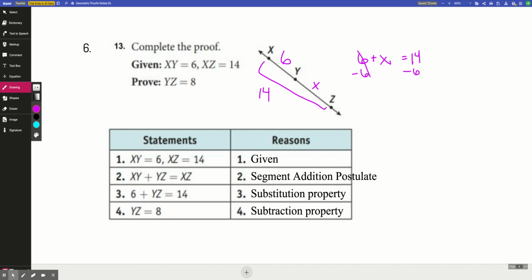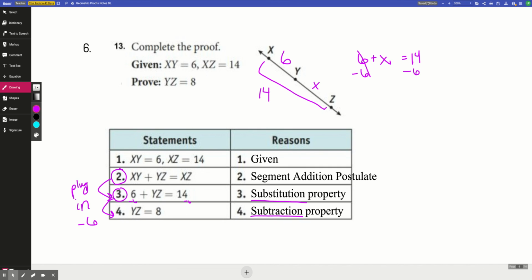Then they said, I know that XY equals 6 and XZ equals 14, so I'm going to plug the numbers in, right? So going from here to here, I did a plug-in, and plugging in is always the substitution property, right? And now my very last step here is I did -6 on both sides. So I took step 3, in order to get to step 4, I did -6 on both sides. Since I subtracted the same number from both sides, that is the subtraction property.